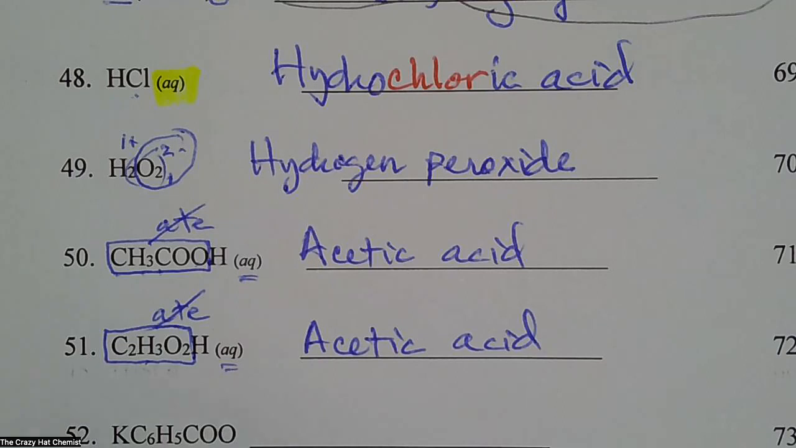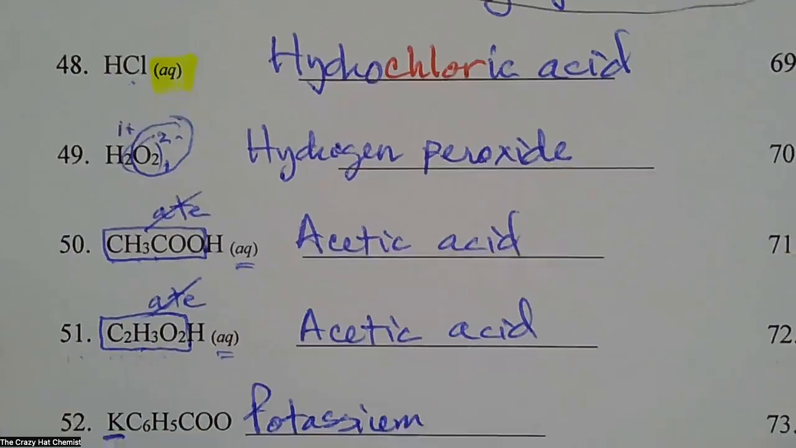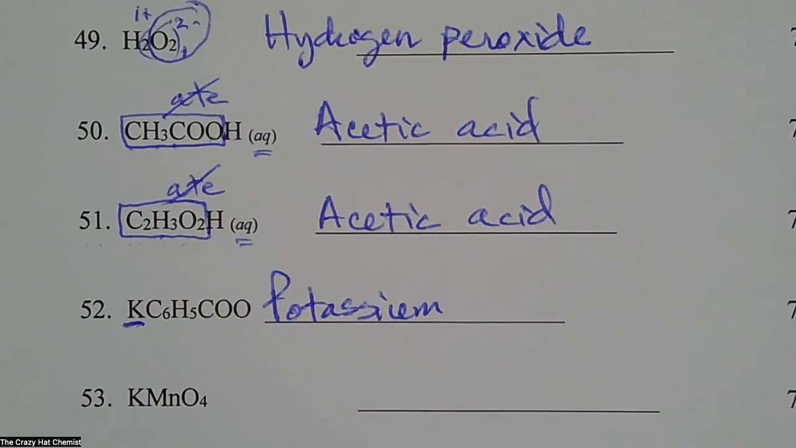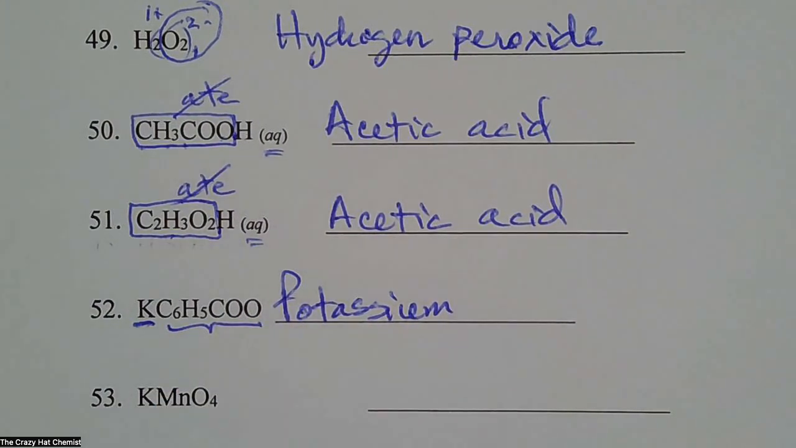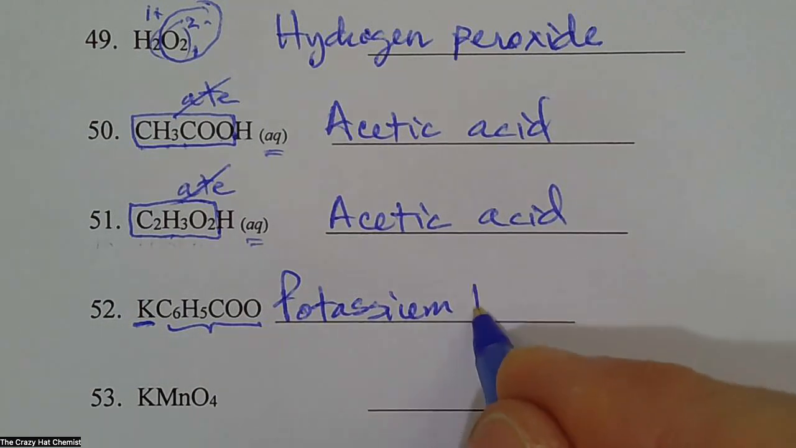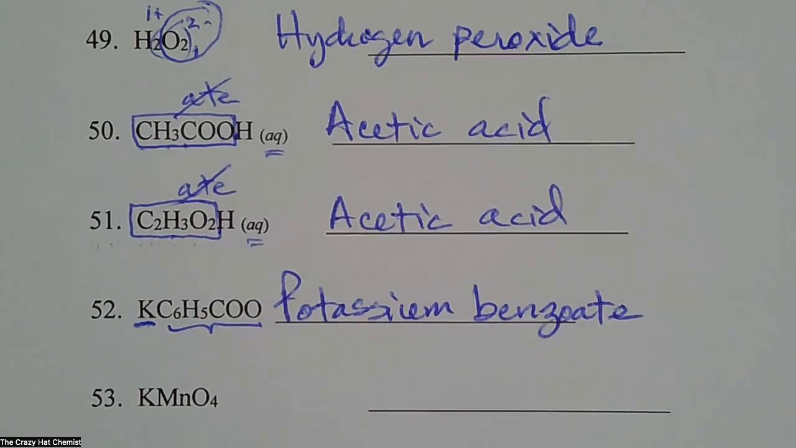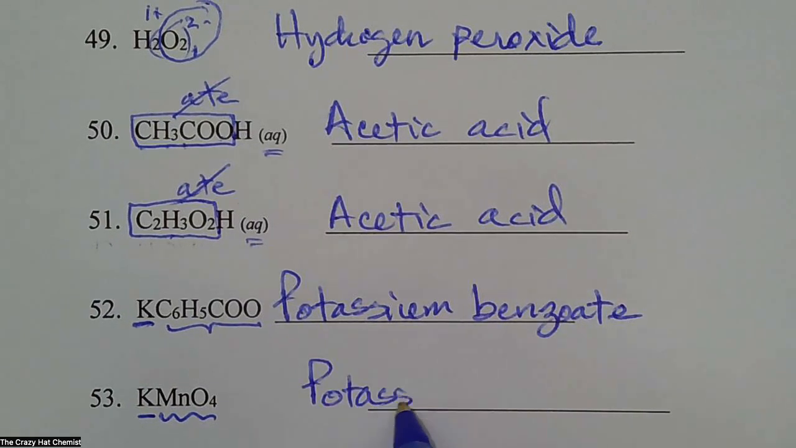Now we are going to do our next one, and this is potassium. I'll slide this up just a little bit here. You're missing a little bit of that bottom. There we go. Potassium. And then, oh my gosh, this is a huge polyatomic ion, and that is benzoate. Perfect. This is KMnO4, potassium permanganate.